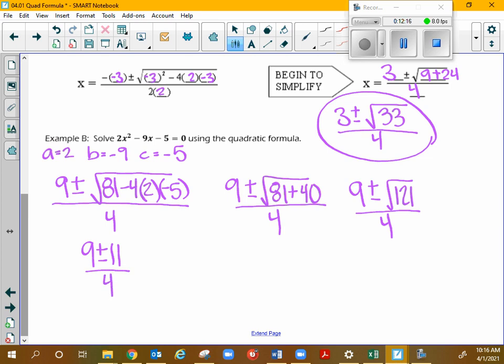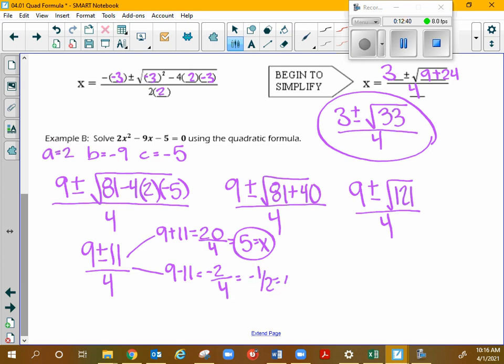9 plus 11? 20 over 4. 5. So there's one solution. 9 minus 11, negative 2 over 4, negative 1 half. Looking at those answers, could I have factored that? Yes. Anytime you have a whole number or a fractional answer, you could have factored. Okay.